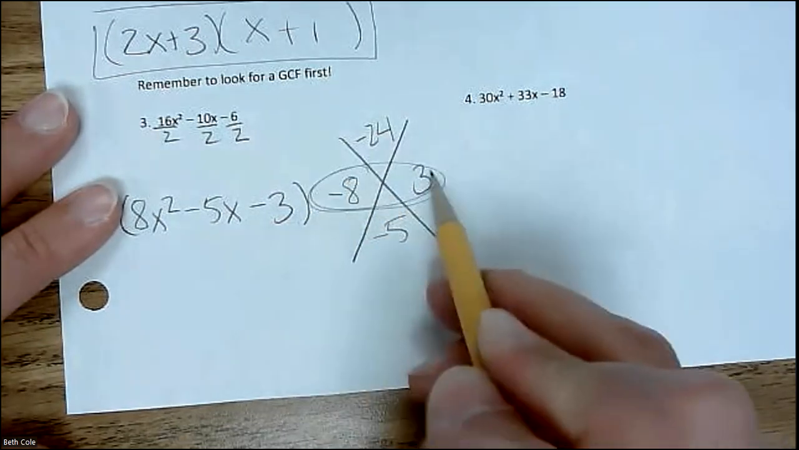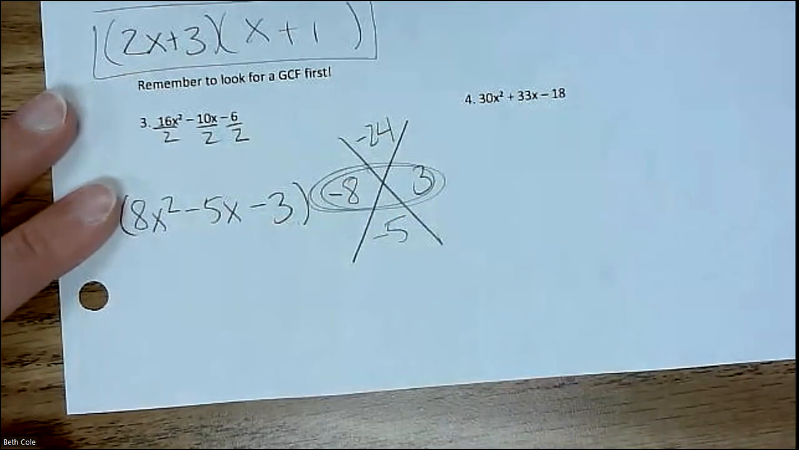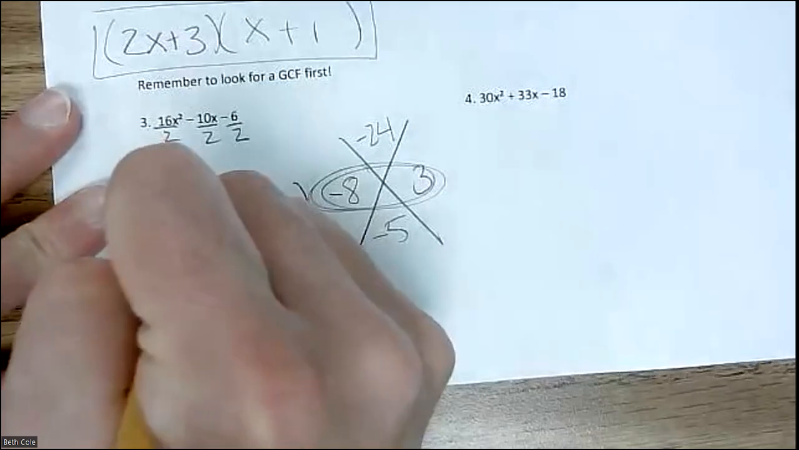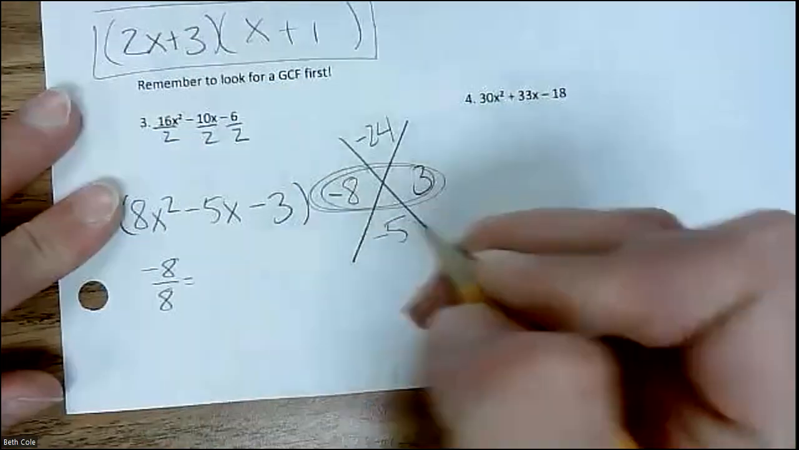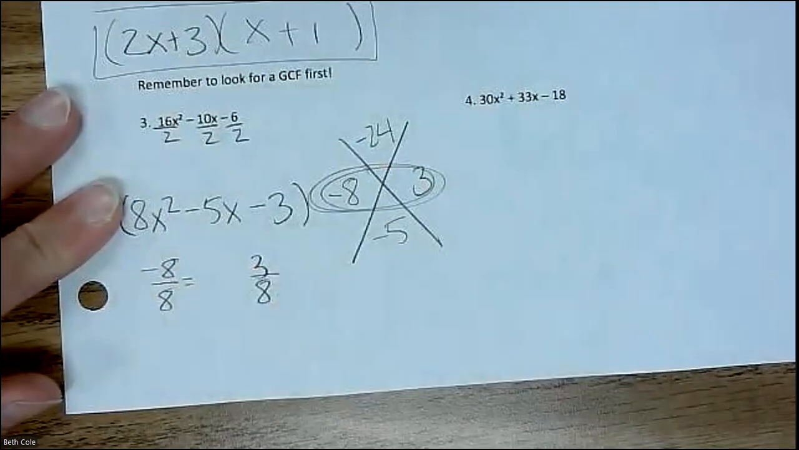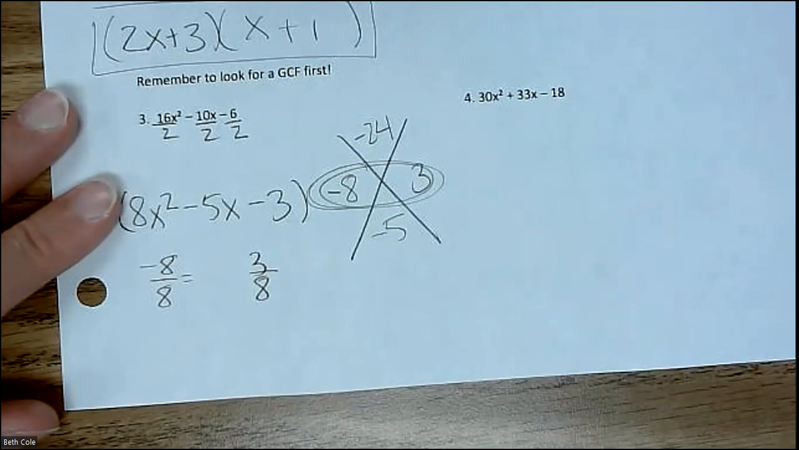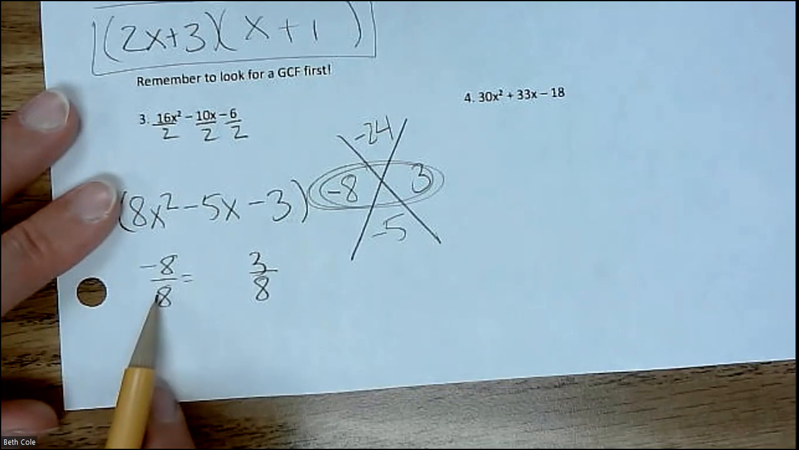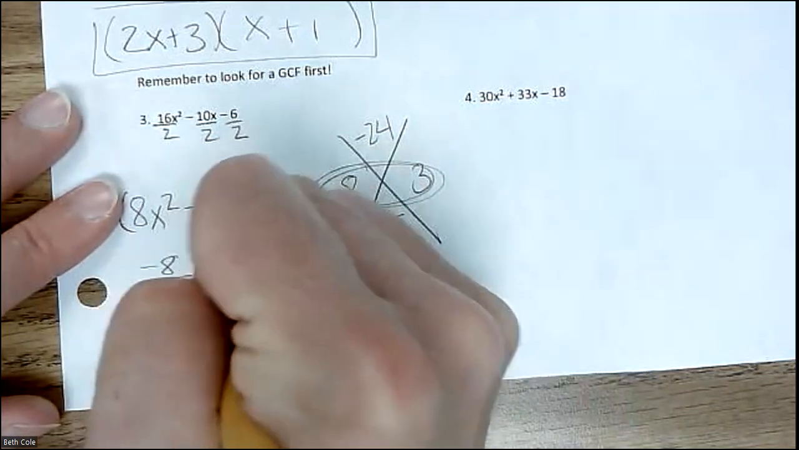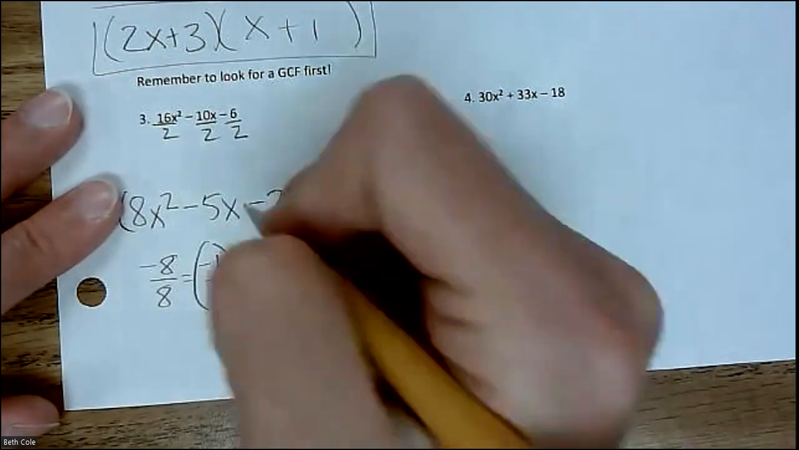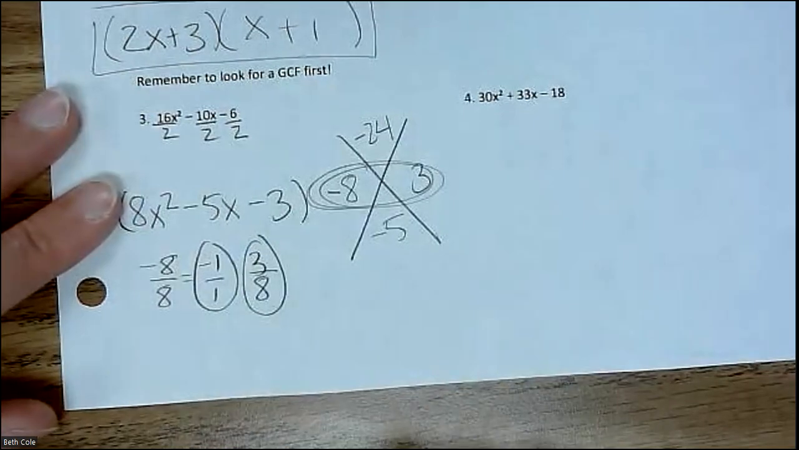So you're going to take those numbers and put them over 8. Good. So negative 8 over 8 and 3 over 8. Yeah, negative 1 over 1 is this first one. 3/8 won't reduce, so just leave it.